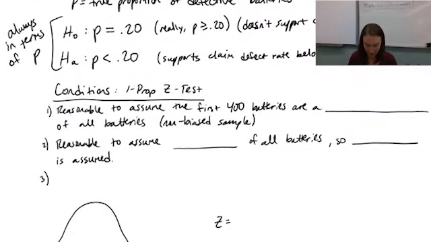All right, let's look at the conditions. So first, I named the test, 1 prop Z test. It has to be somewhere in there. So I like to write it right next to conditions.